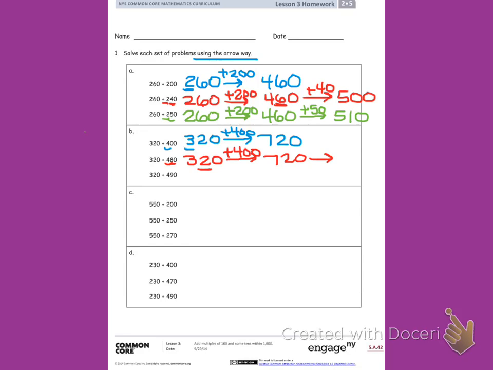So here we have 720. We're going to go up 8 groups of 10, which is 80. Look at that. I see a 2 and an 8, which makes a 10. And 10 tens is 100. So I think the answer is going to be 800. Let's check it out. 720 up by 80. 730, 740, 750, 760, 770, 780, 790, 800.